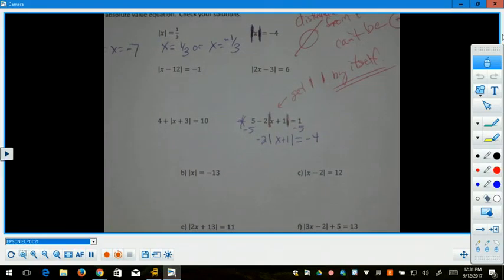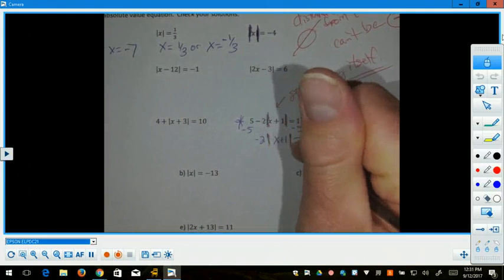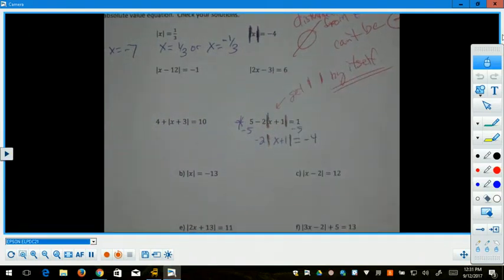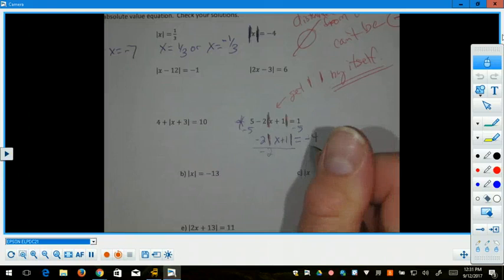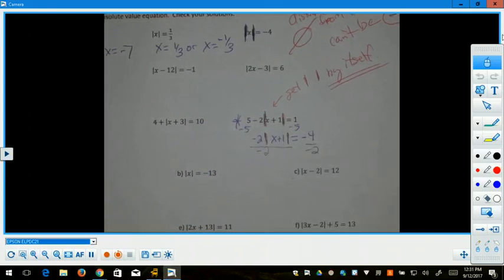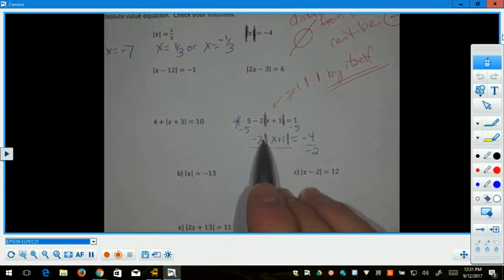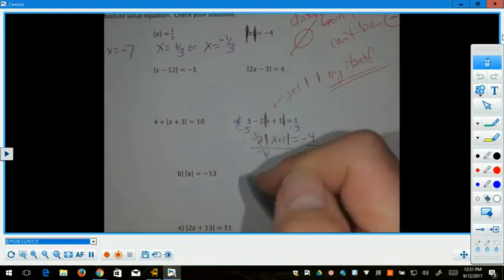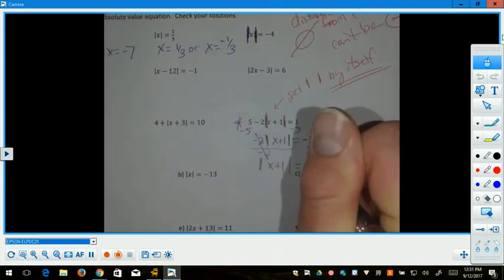And here's where I have people get confused, like, oh, it's negative, it's no solution. But the absolute value is not by itself yet. How do I get the absolute value to be by itself? Divide by negative 2. Since it's multiplied, I'm going to divide by negative 2 on both sides. So again, the absolute value is like its own number. There's a multiplication between it and the negative 2. The negative 2's cancel. We now have the absolute value of x plus 1 equals 2.